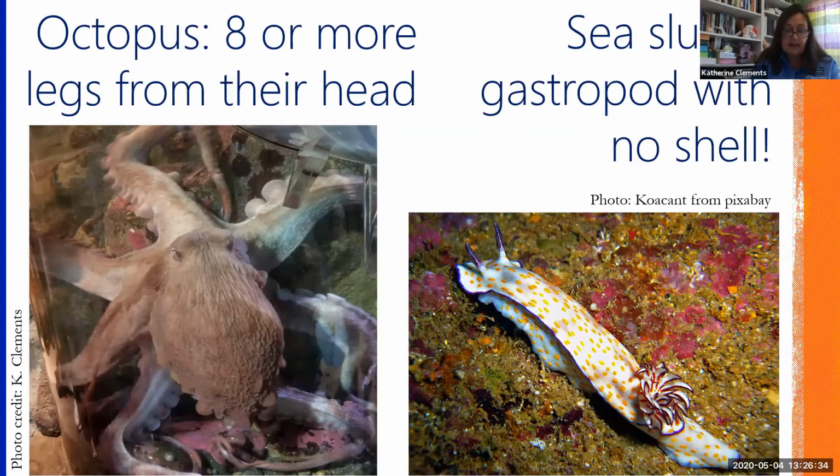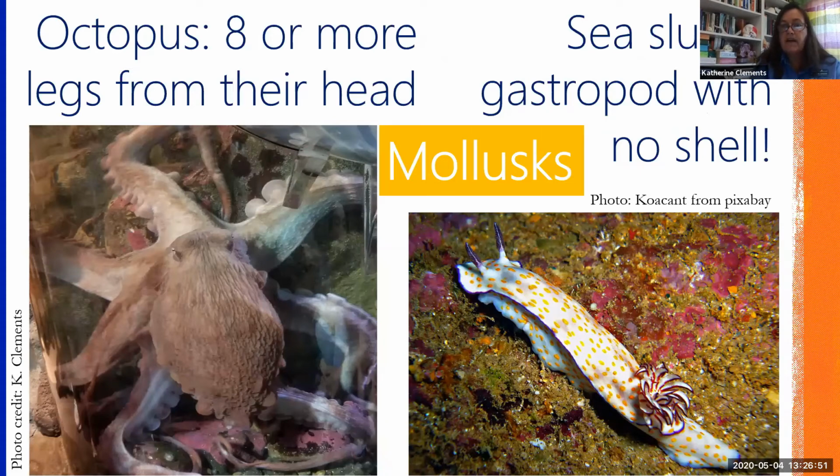And the last on the picture is a sea slug. That is actually a gastropod because it has a strong muscular foot, but it doesn't have a shell like the gastropod on the slide before. So mollusks are a very complicated phylum with a soft, squishy body in common, but lots of different characteristics.